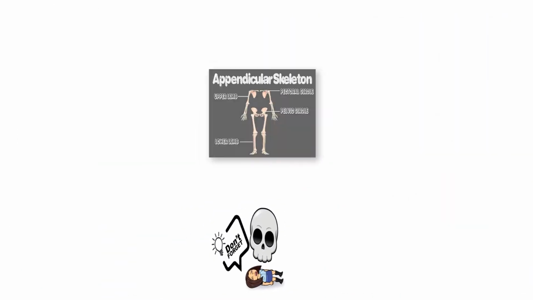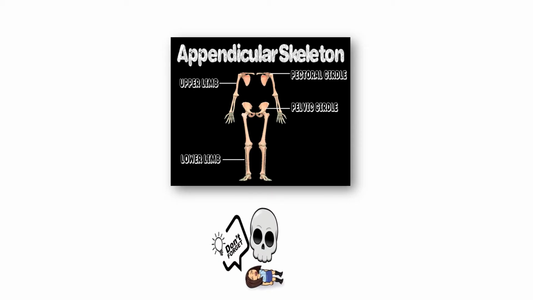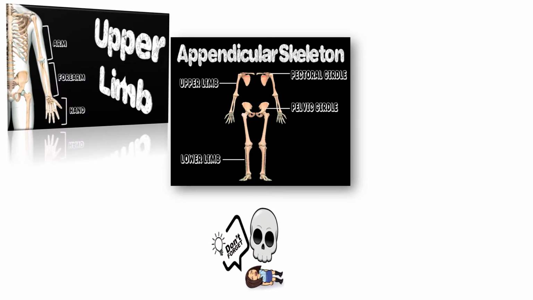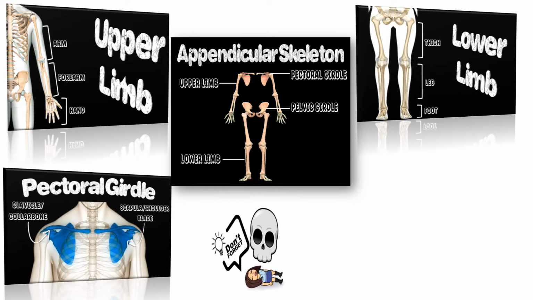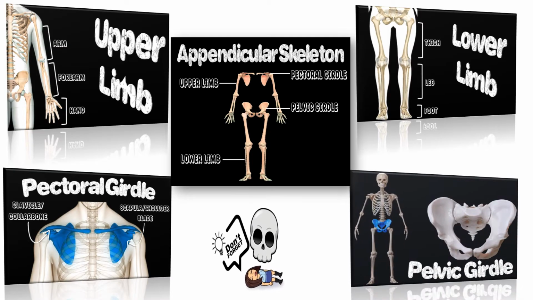And also the appendicular skeleton that comprises the upper limb with the arm, forearm, and the hand, the lower limb with the thigh or the upper leg, the lower leg, and also the foot, the pectoral girdle with the clavicle or collarbone and scapula or shoulder blade. And lastly, the pelvic girdle consists of the pelvis.